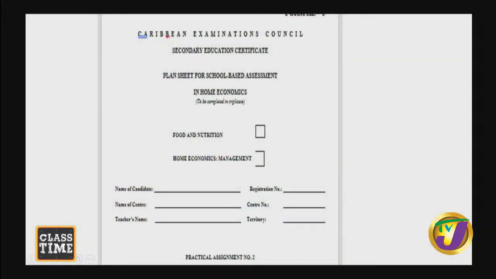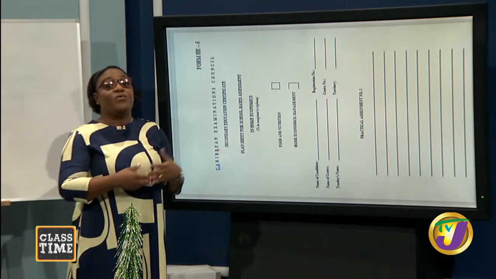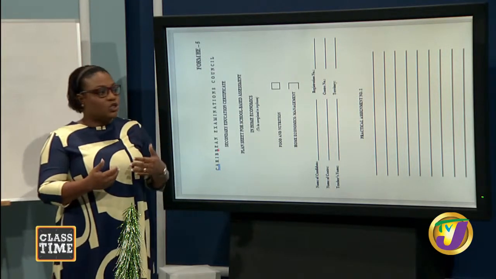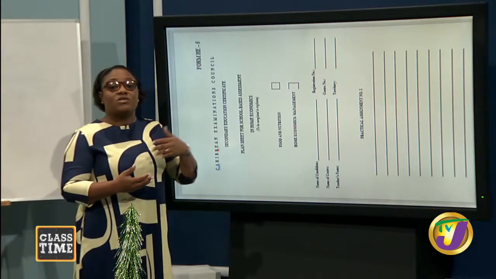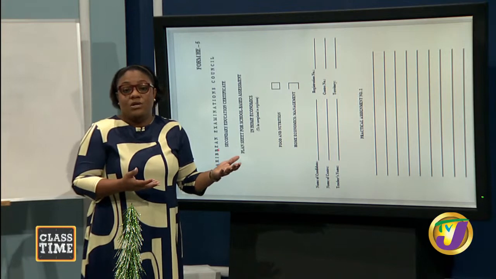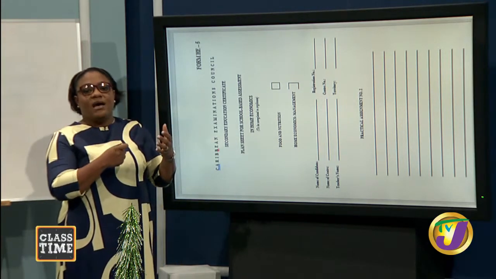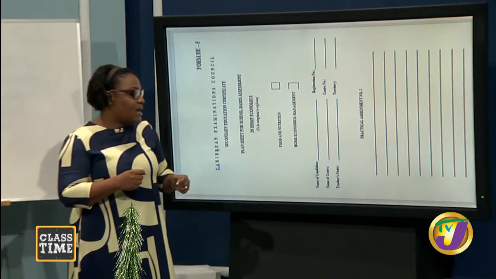On the website, it has a more updated form. So you'll have the name of the candidate, the registration number, the name of the center, the center number, the territory, and the teacher's name. Some persons would say the assessor's name. And then at the bottom, you'll have the question or the task that you have been given. This time plan is to be handed to your assessor before the SBA, the practical assignment, even begins, so that she knows what you're doing and what time you'll be doing a particular dish. So if she has questions that she will want to ask you, she knows which time slot she's going to ask it in, based on what you're executing at that particular time. All right.